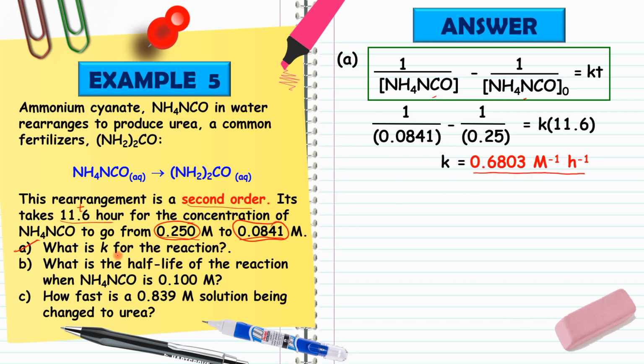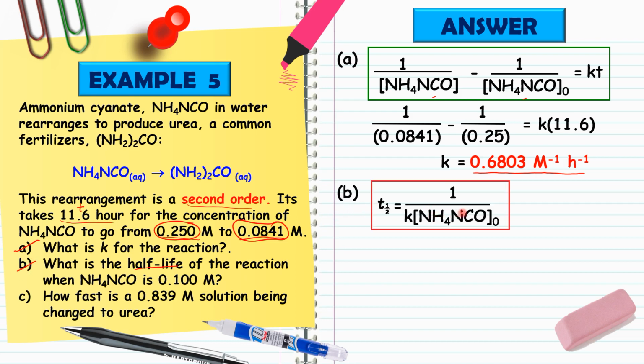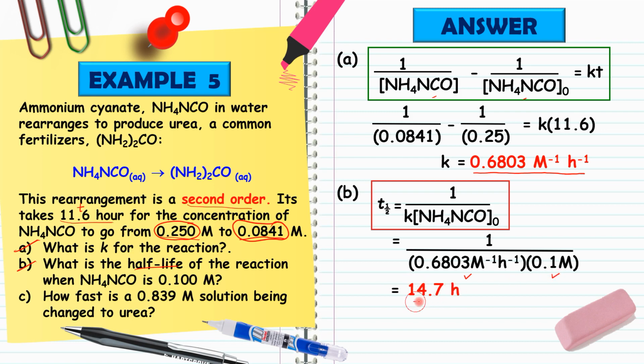For B, what is the half-life of the reaction when ammonium cyanide is 0.1 molar? For B, you can use the formula of half-life for second order. Remember, you have to substitute A with ammonium cyanide. Just substitute the values of K and the initial concentration. Then we get the half-life of the reaction as 14.7 hours.